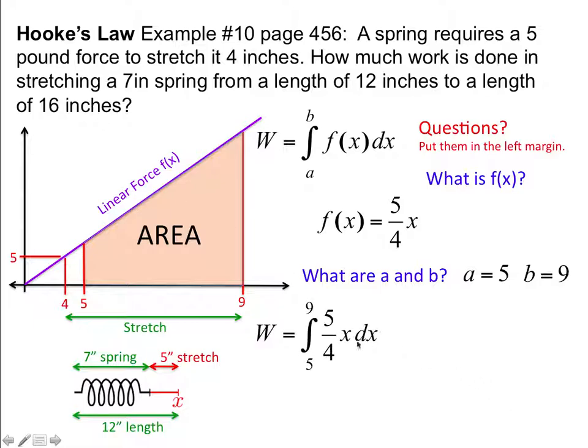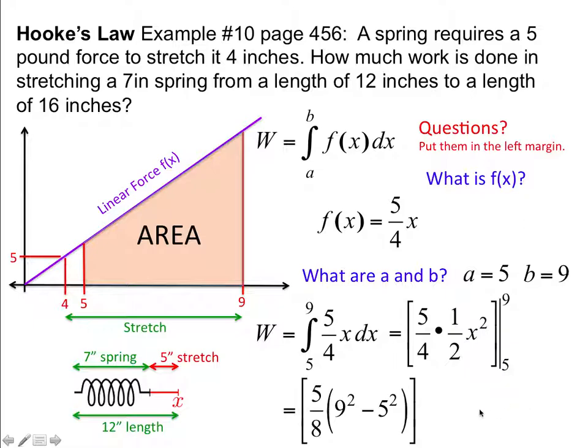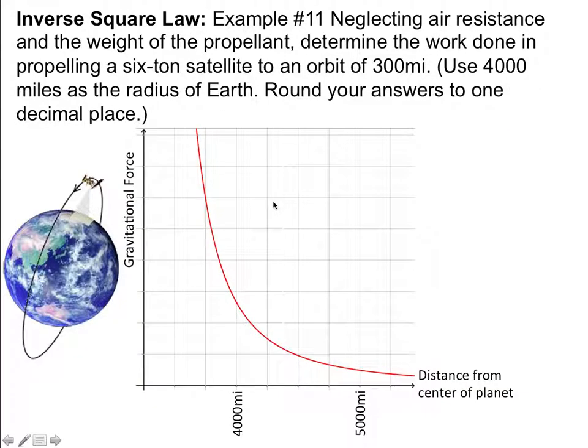And so that 5 and that 9 then become your upper and lower bounds to your integral. So once you integrate, this is 5/4 times 1/2 x squared, and then we can put in the upper bounds 9 and 5 and figure out how much work is done. So after we figure that out, it's 35 foot-pounds of work to stretch that spring from a length of 12 inches, which means it's already stretched a little bit, out to a length of 16 inches.